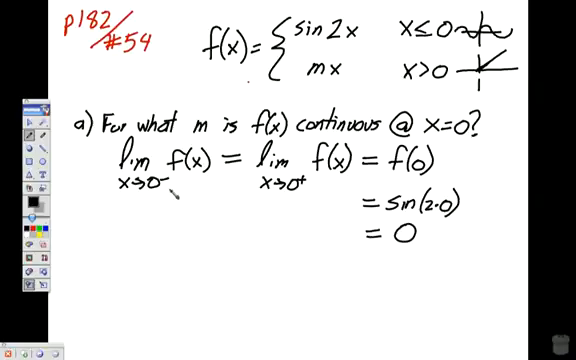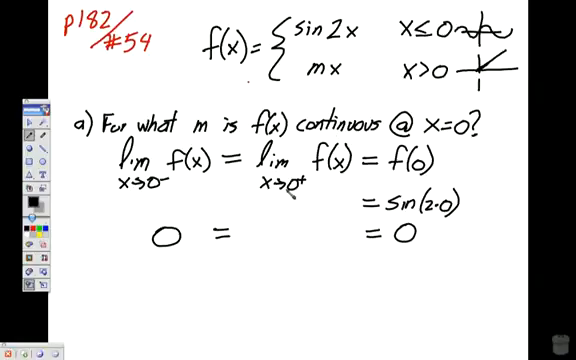Okay. Over here, the limit as we approach from the left. As we approach from the left, we're in negative numbers. We're still in this top branch. And as x gets closer and closer to 0, we're getting closer and closer to the sine of 0, which is still 0. So those two are obviously going to be the same. It's this one that we need to think about.